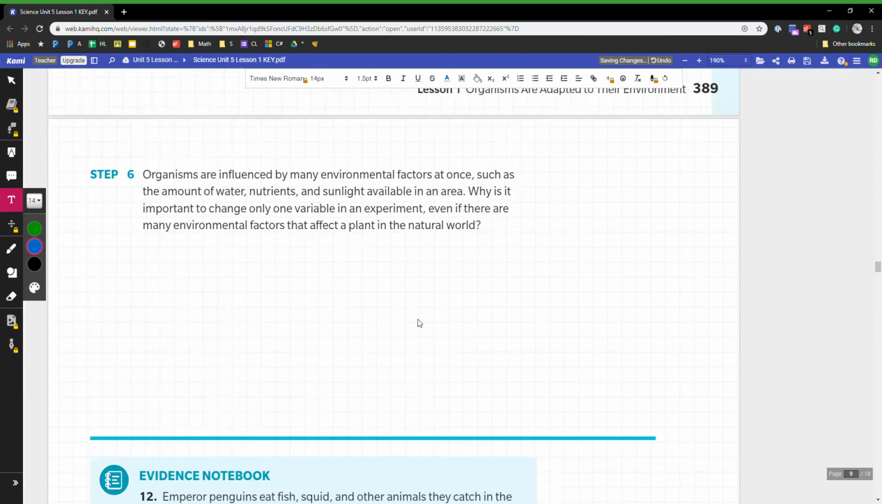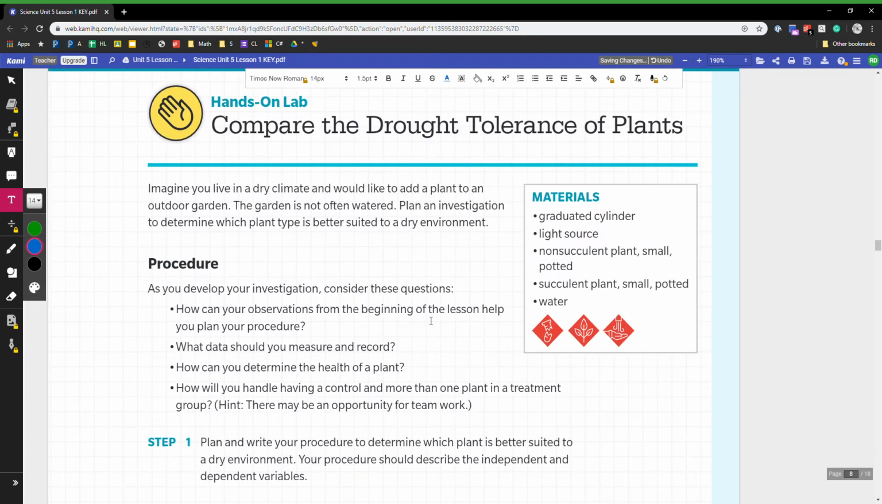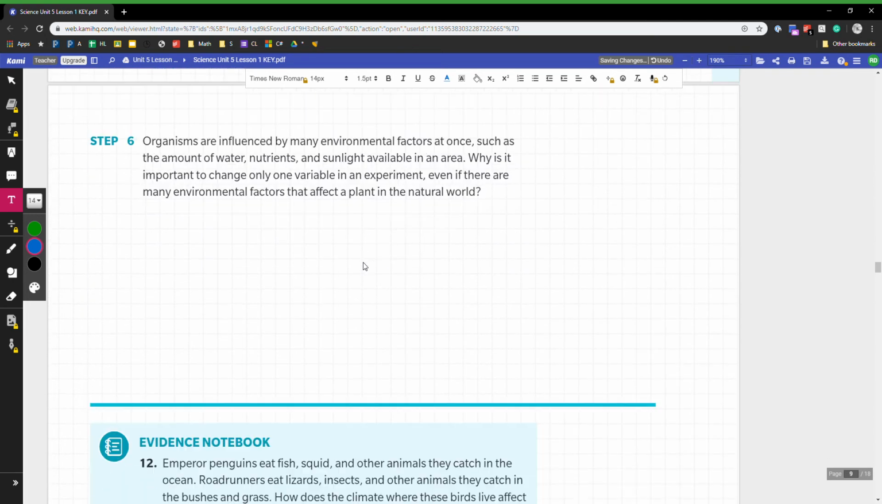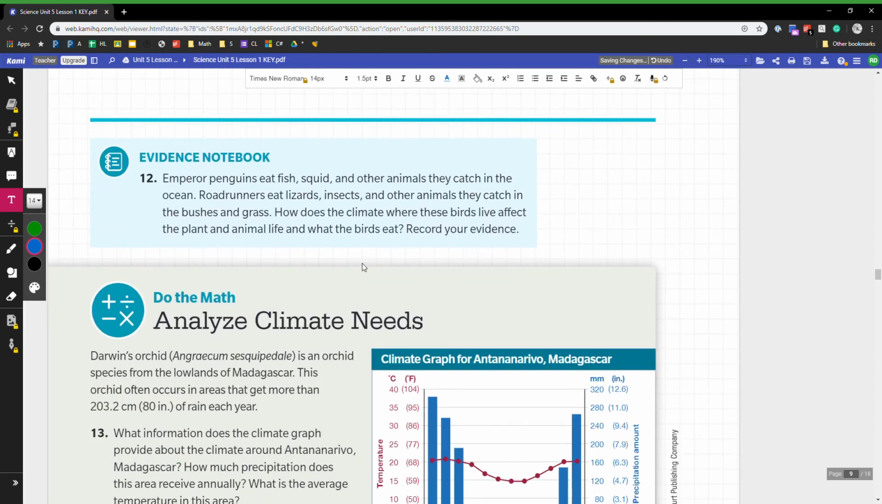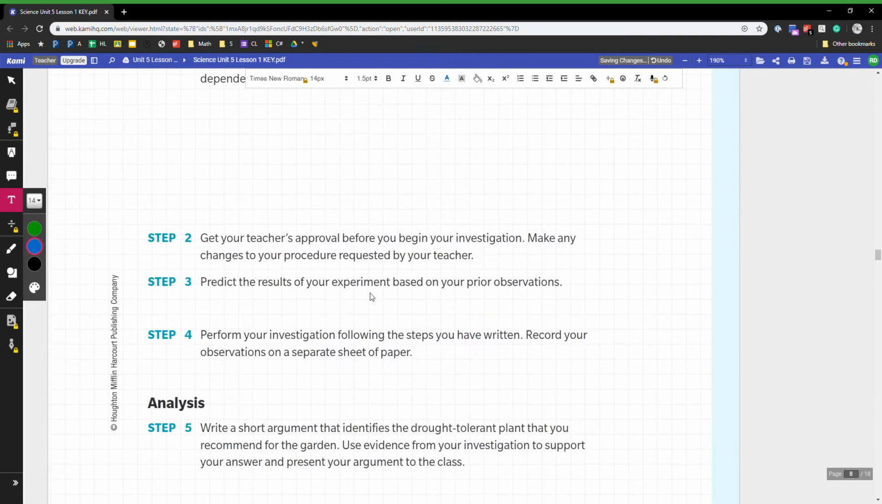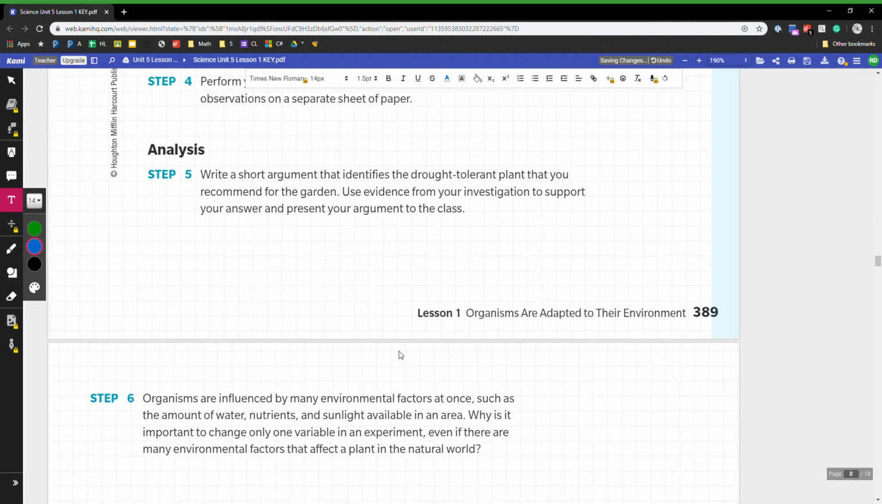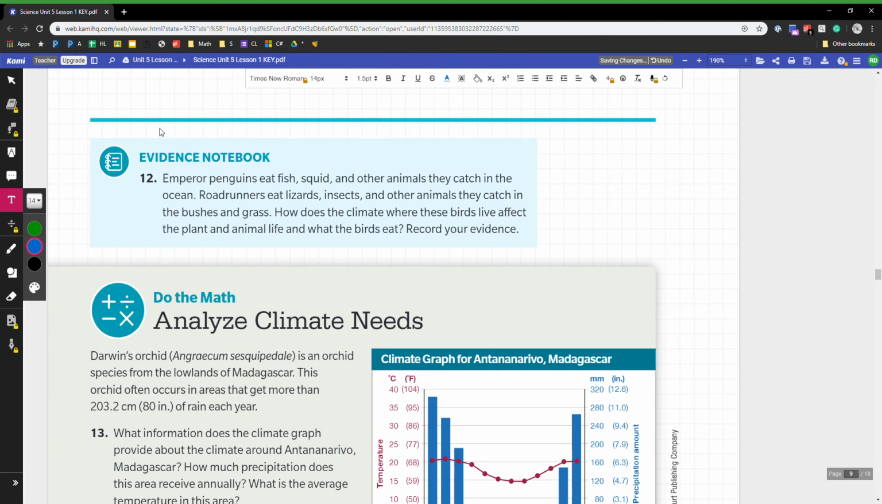Okay, we are skipping over this lab. You're more than welcome to do this on your own, but we're not asking everyone to do that because finding the supplies might be difficult. Then it has this evidence notebook down here.